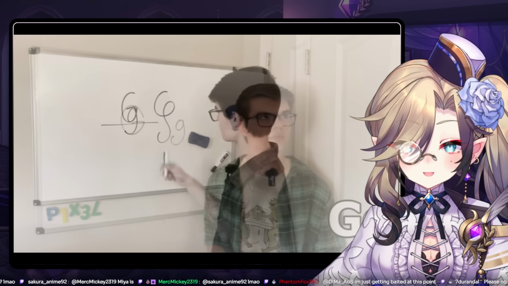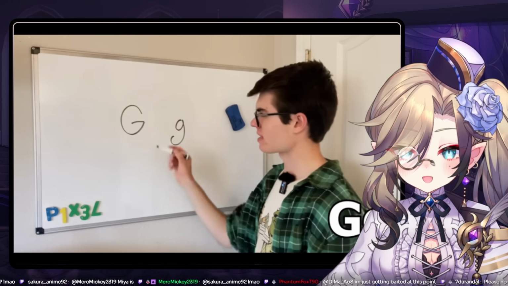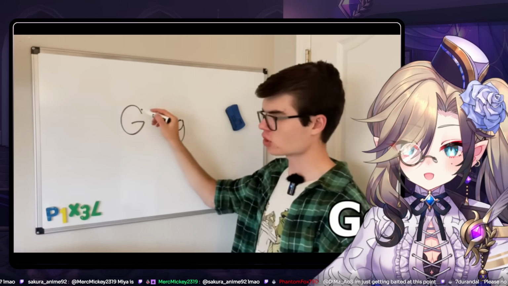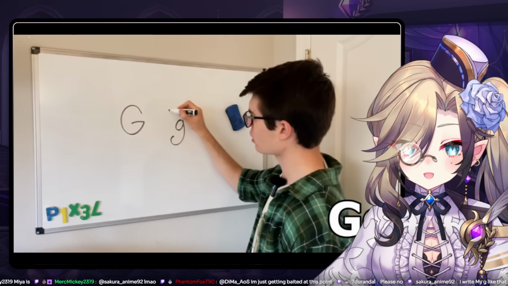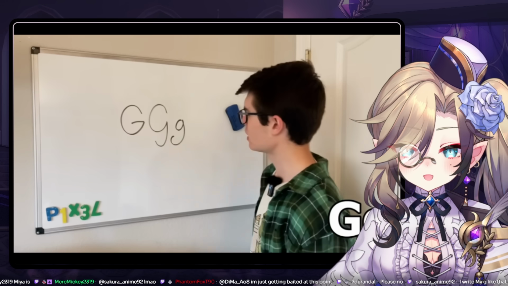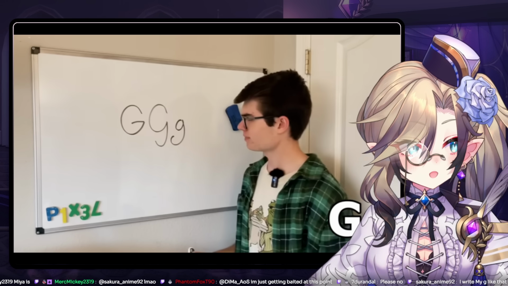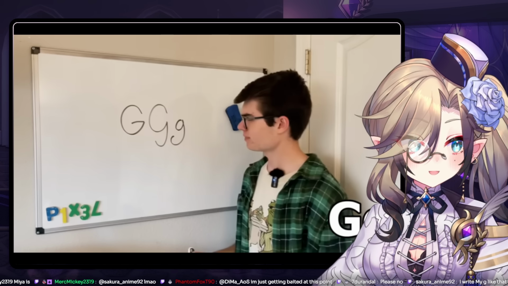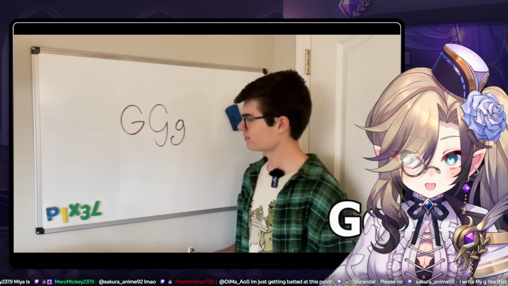Wait, what is that? No, I can't do that. I think we take the best parts of both of these, that being the big overarching circle on the capital G and then the little tail on the lowercase g, and we merge them into that. I don't hate it. I like this one. I actually do like this one. I'm a fan. I like it a lot.